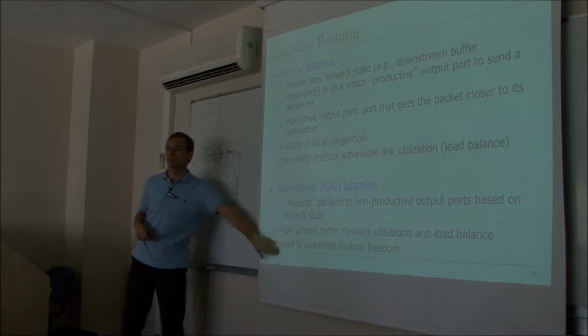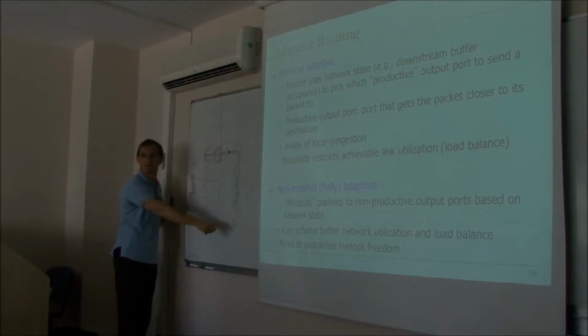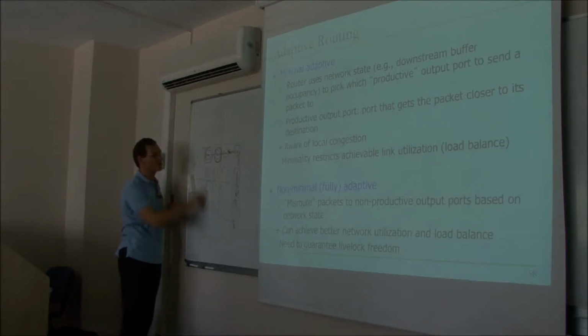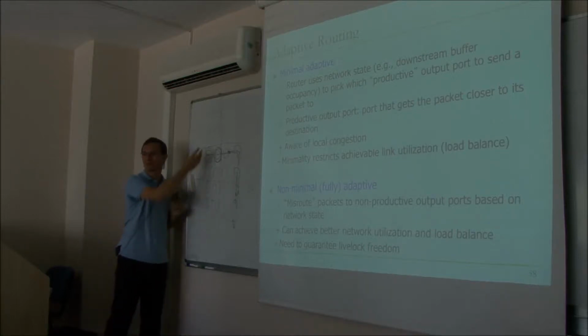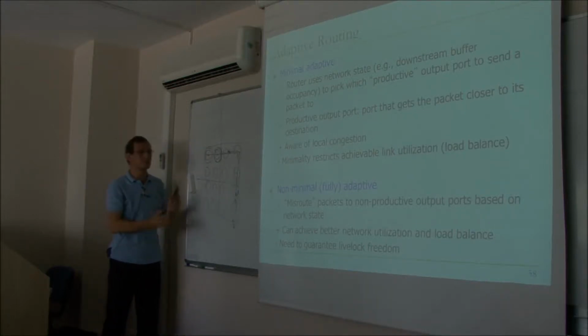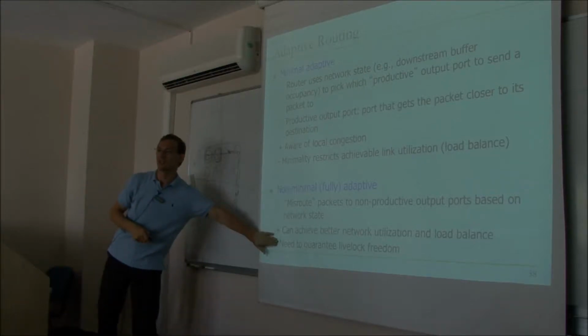What is the livelock issue here? Basically, when you send a packet to a destination it really doesn't want to go to, which is not the productive port, then all routers may do the same thing, and this packet may circle in the network forever, right? It may be making progress, but it may not be making useful progress because it's always moving, but it's not going to its destination. So you need to guarantee this. So we'll talk about cheap ways of doing this.